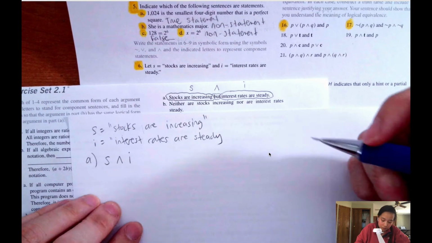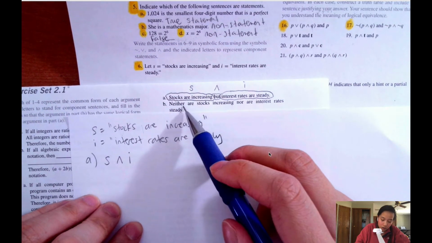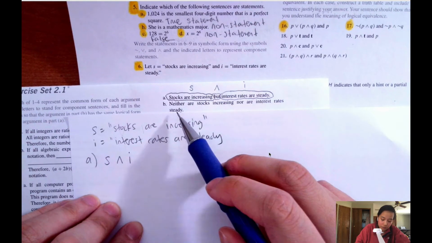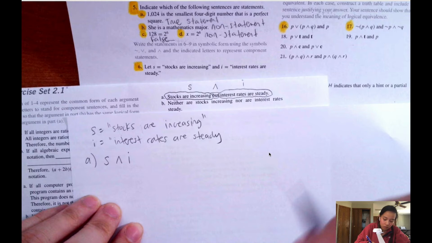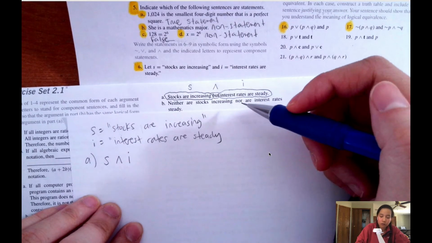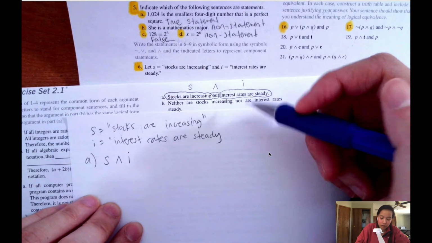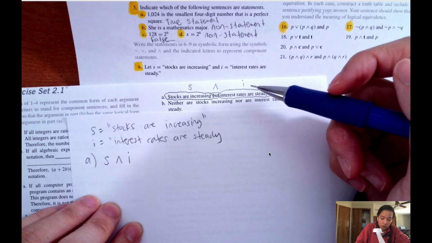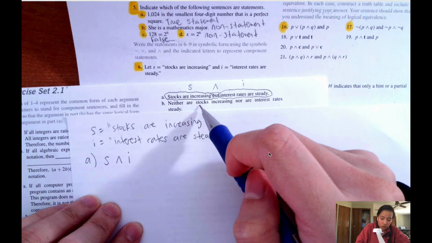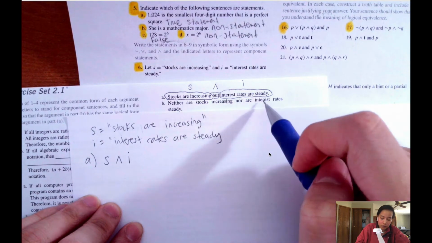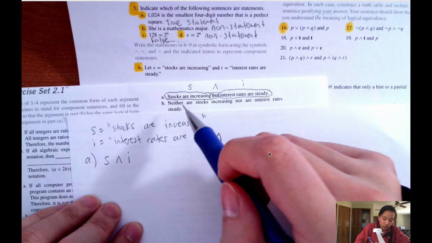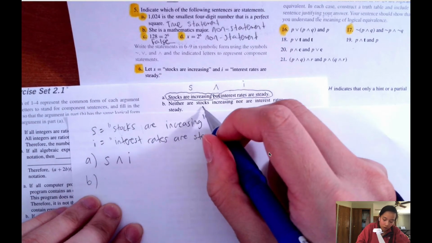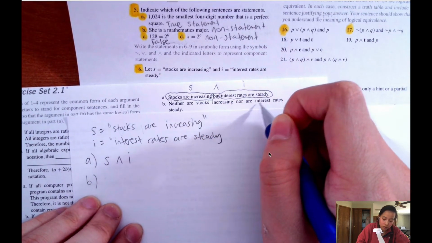Let's look at B. B says neither are stocks increasing nor are interest rates steady. So neither and nor is like saying not this and not that. So stocks are not increasing and interest rates are not steady. So let's write that out. So neither are stocks increasing nor are interest rates steady.